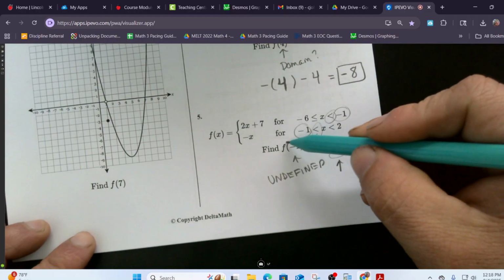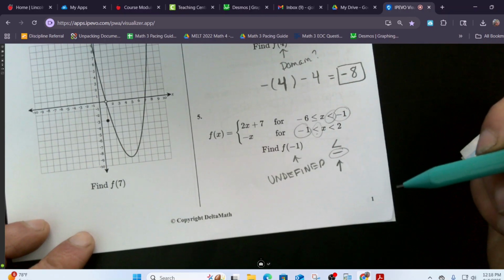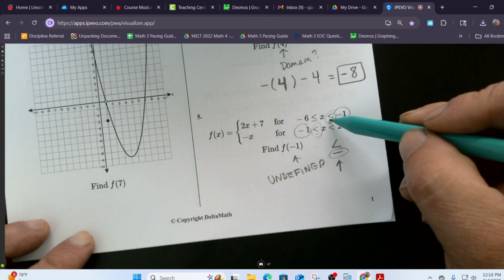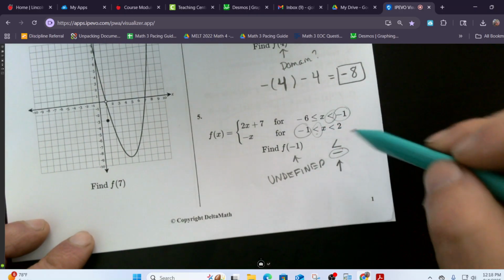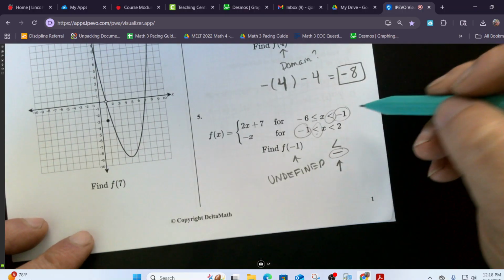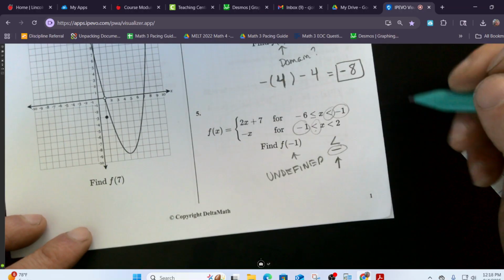Because the number they give you, -1, is in two domains, but it does not have an equal to. It doesn't have an equal to here or here. So what that means is -1 is not included in that domain, okay? Because it doesn't have an equal to. So undefined. Undefined would be the answer.